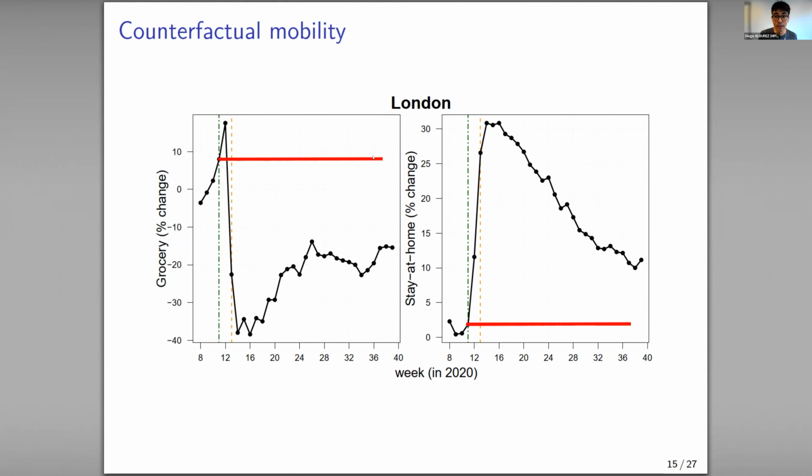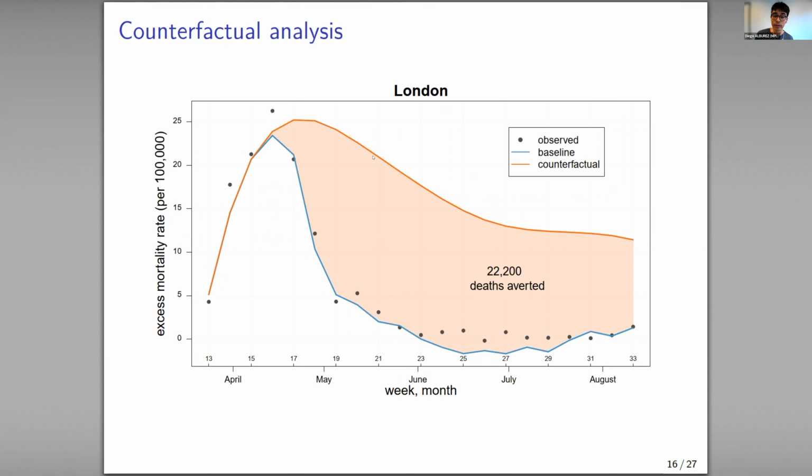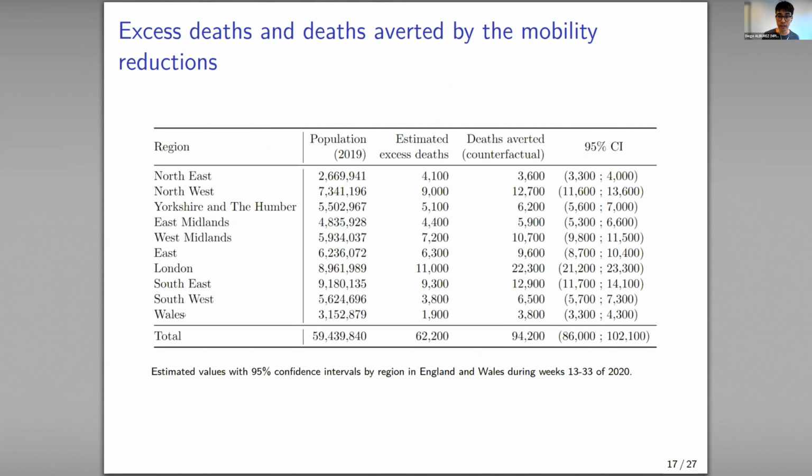So mobility never went down in this sort of imaginary world. And then we see this is the real level of excess mortality that we observe, and this is the excess mortality that we would have observed in this imaginary world in which the mobility restrictions were never enforced in the population. For the case of London, we find that the difference between the number of deaths associated with this line and this lower line is 22,000 deaths just for the region of London in the period that we consider. Then if we extend it to the other regions of England and Wales, you can just focus on this last row of totals and these columns of deaths averted. We find that around 94,000 deaths were averted thanks to the introduction of the mobility restrictions.